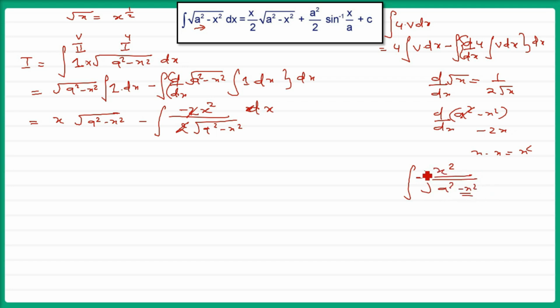Now you know this a square minus x square is in the denominator, you need a square minus x square in the numerator also. For that, add a square and subtract a square, and then separate these two terms. A square minus x square is the first term, and the second term is negative a square. So a square minus x square divided by under root a square minus x square we will take as the first term, and then minus integration of a square divided by under root a square minus x square will be taken as the second term.